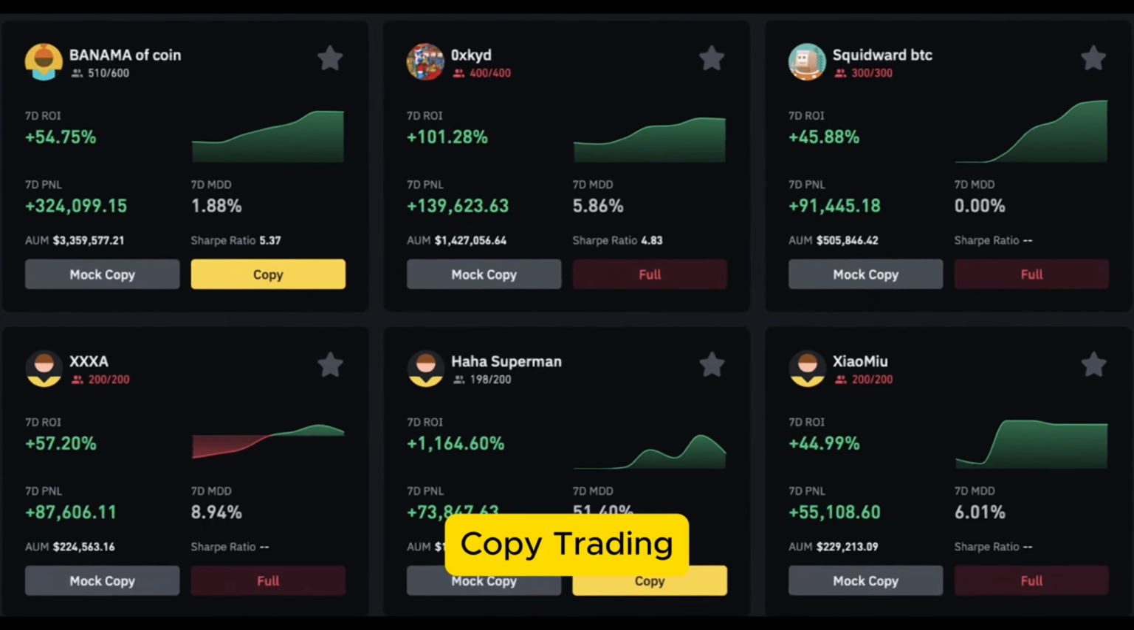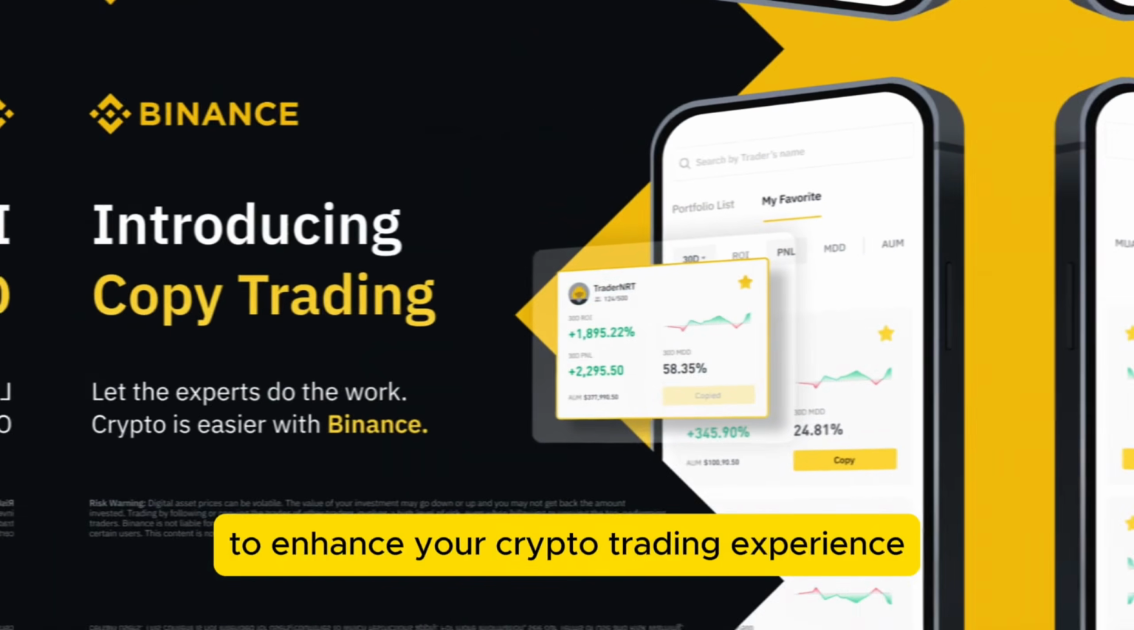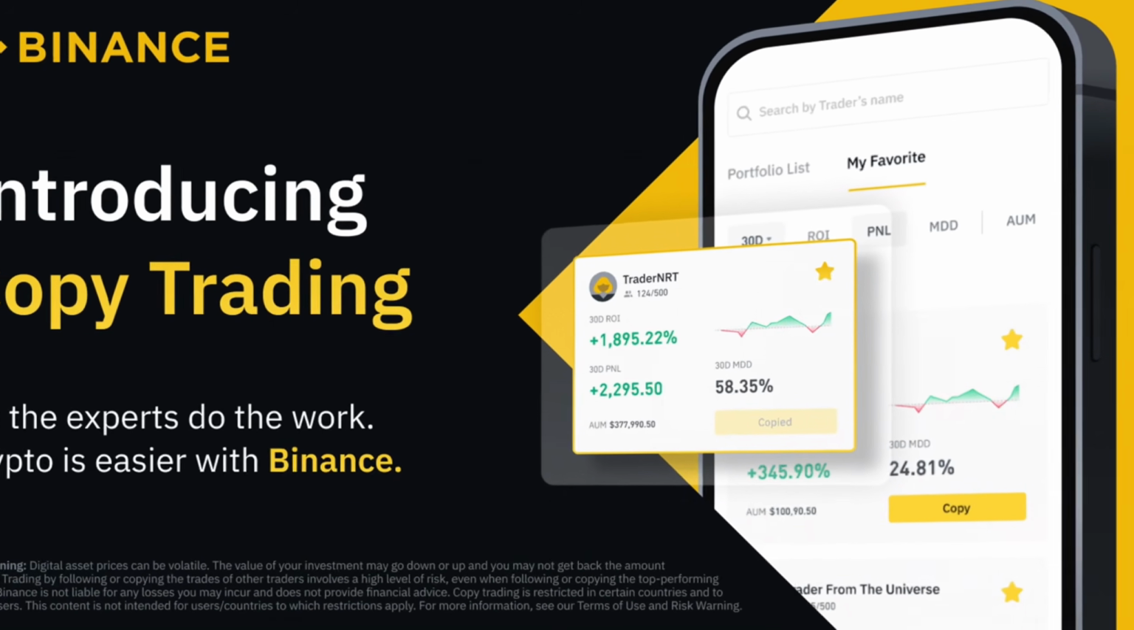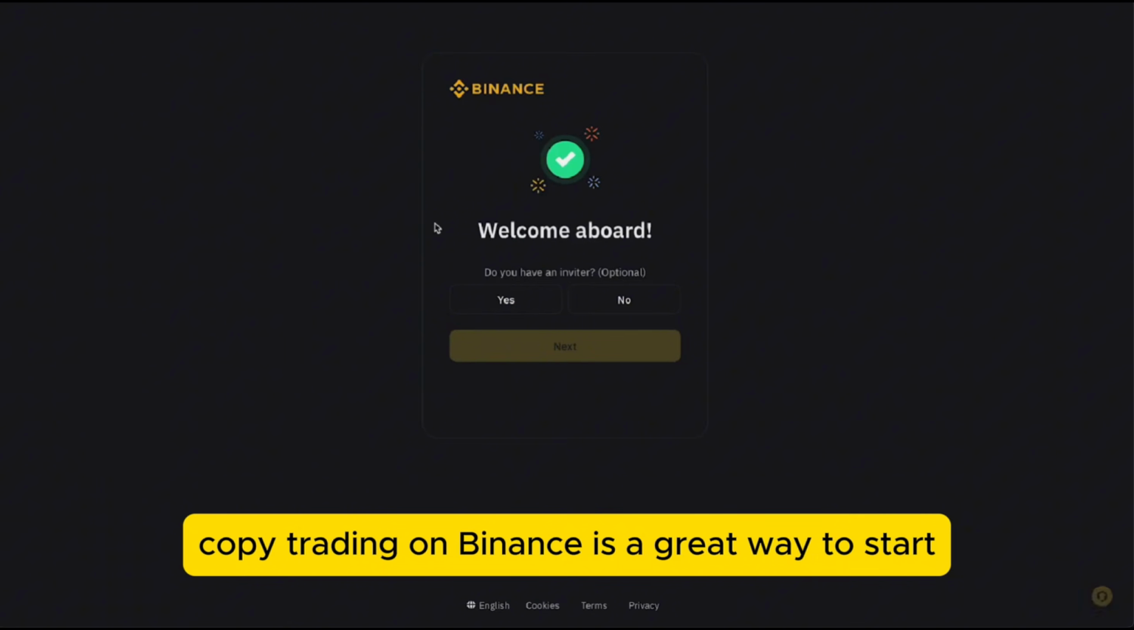Welcome to this comprehensive tutorial on Binance Copy Trading, where you can leverage the expertise of top traders to enhance your crypto trading experience. If you're looking to maximize profits with minimal effort, copy trading on Binance is a great way to start.